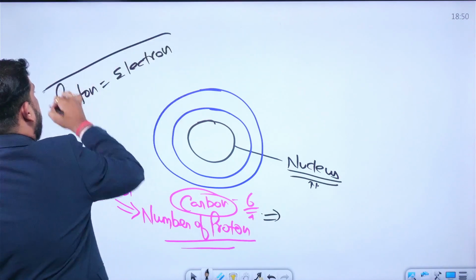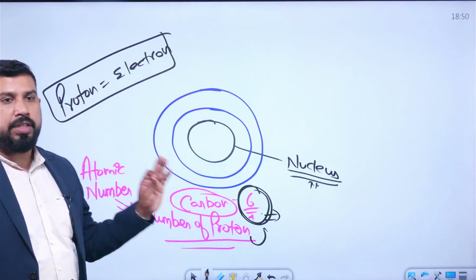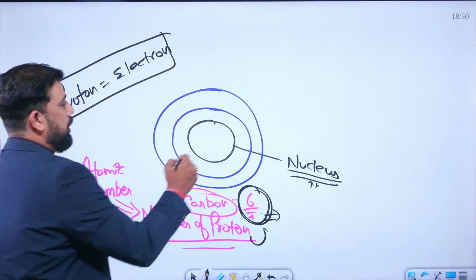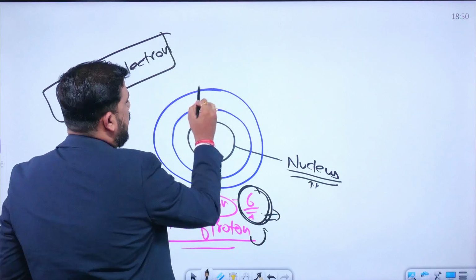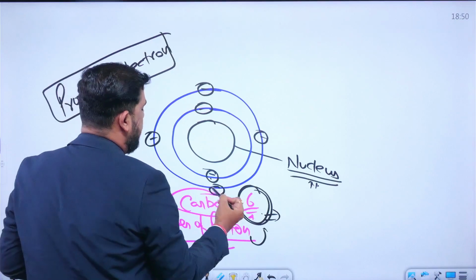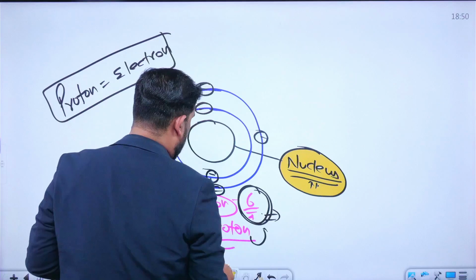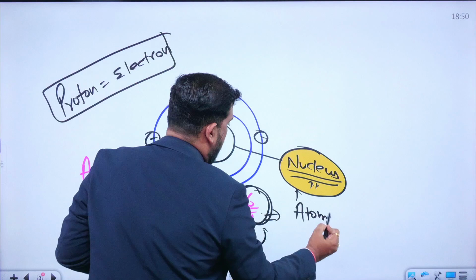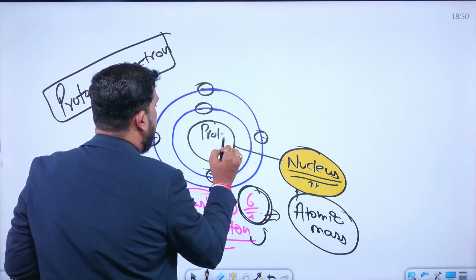So in the case of carbon, we have 6 protons. If 6 protons are present, then definitely it has 6 electrons, distributed in this form. In the first orbit there are 2 electrons, and the other 4 electrons are in the second orbit, which are negatively charged. But the nucleus is associated with atomic mass, and atomic mass has both protons and neutrons.